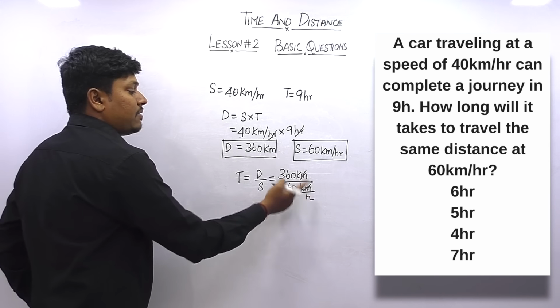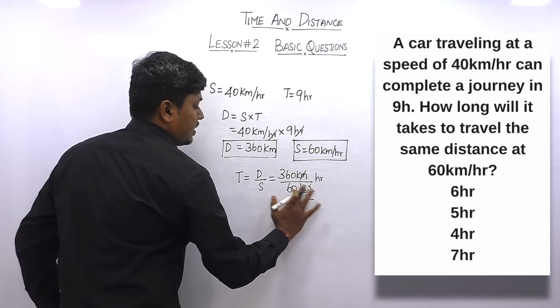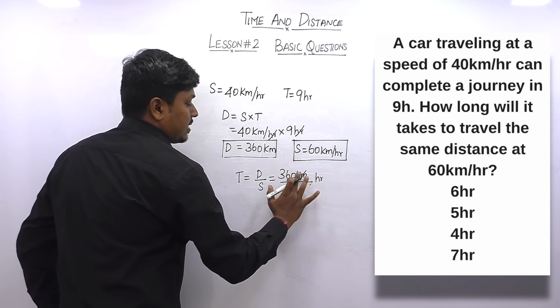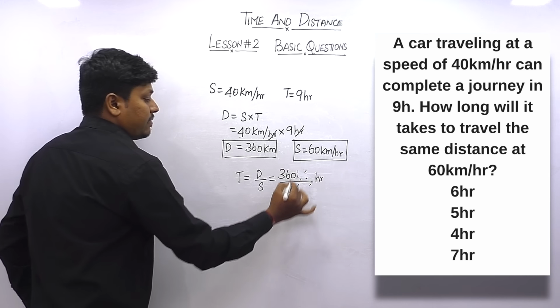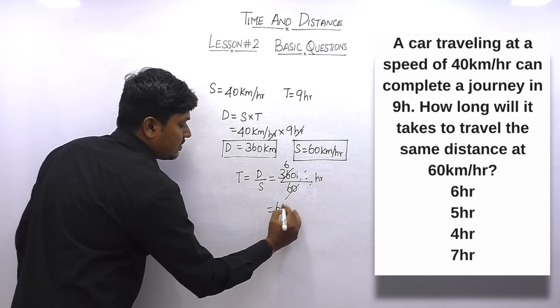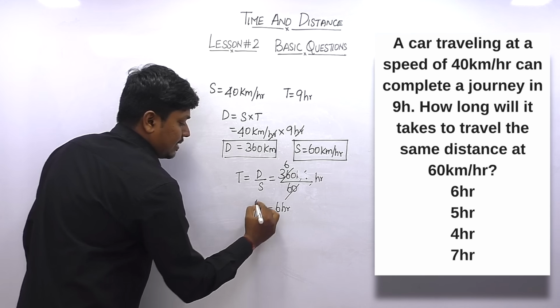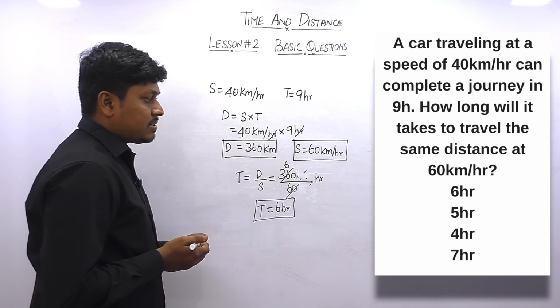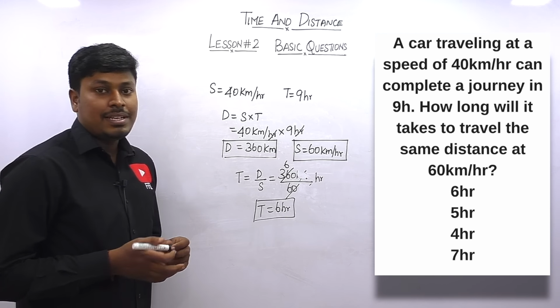So when you bring this hour to the numerator, it becomes hour, right? So finally we have cancelled the kilometers and everything. Once you cancel this, the final answer will be 6 hours. It's easy. So finally we have solved this question the way they usually solve it in the textbooks, right?